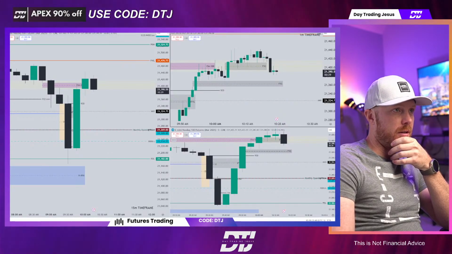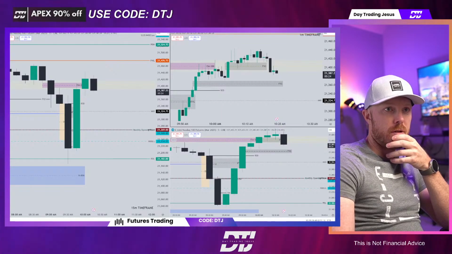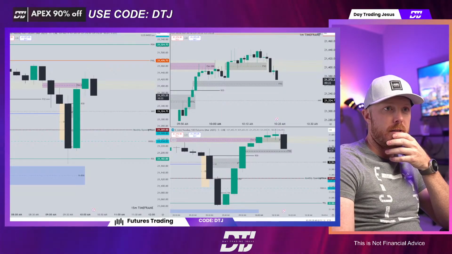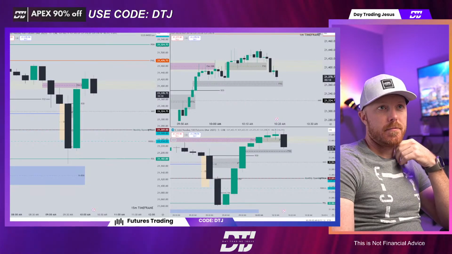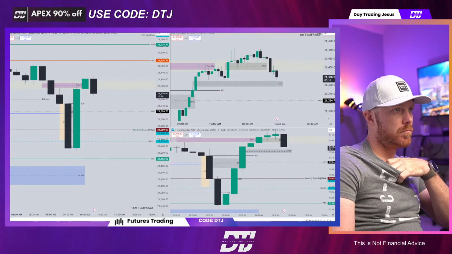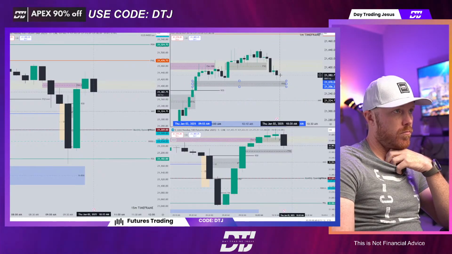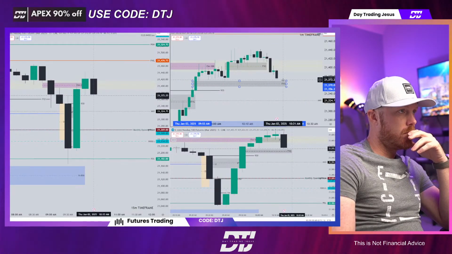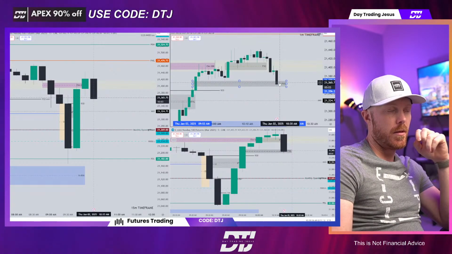Might actually give us another one right here. Another push to those equal lows. There it is. Nice. I needed to get into this fair value gap though. There it is. All right, let's see how it reacts to this fair value gap.